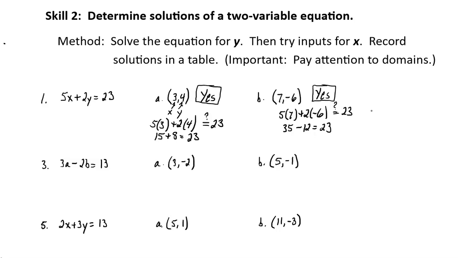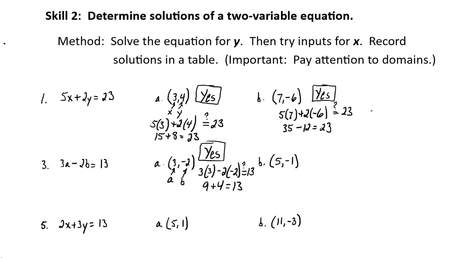So you see the technique, right? To decide if an ordered pair given to you is a solution to an equation, substitute the values in place of the letters, and then determine if the left side is equal to the right side. So number 3, the first number will be for A, and the second number will be for B, because it's alphabetical order. So 3 times 3 minus 2 times negative 2, and we're wondering, does this equal 13? Well, let's find out. This is 9 plus 4, which is 13. And so this is yes.